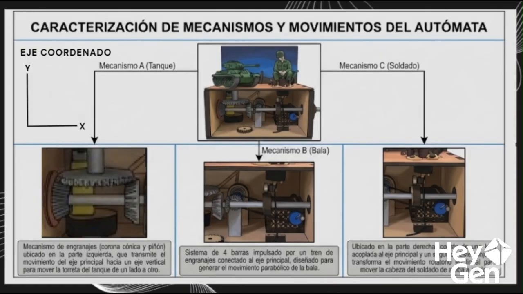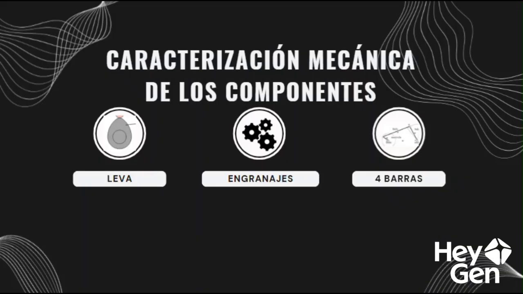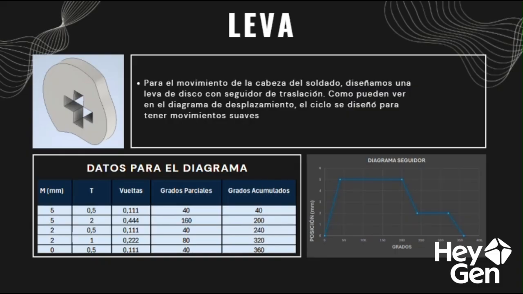Mechanism A on the left corresponds to the tank, which uses a set of bevel gears to generate a rotation of the turret around the y-axis. On the right side, mechanism C corresponds to the soldier, where through a cam and follower system, we transform the rotational movement into vertical linear motion, making the soldier raise and lower his head as a sign of mourning. And finally, mechanism B, which is in the center, corresponds to the projectile. We use a 4-bar mechanism to simulate the parabolic trajectory of the tank's shot. Next, we will delve deeper into the engineering behind each of these components.